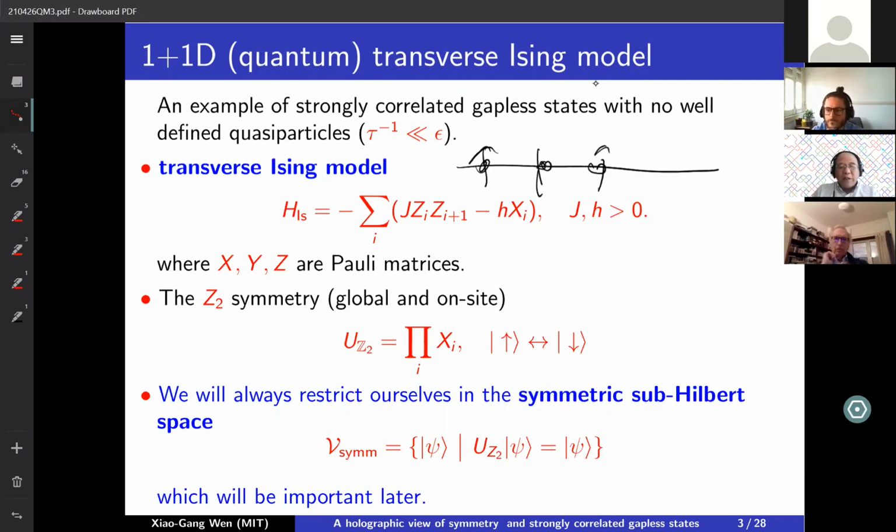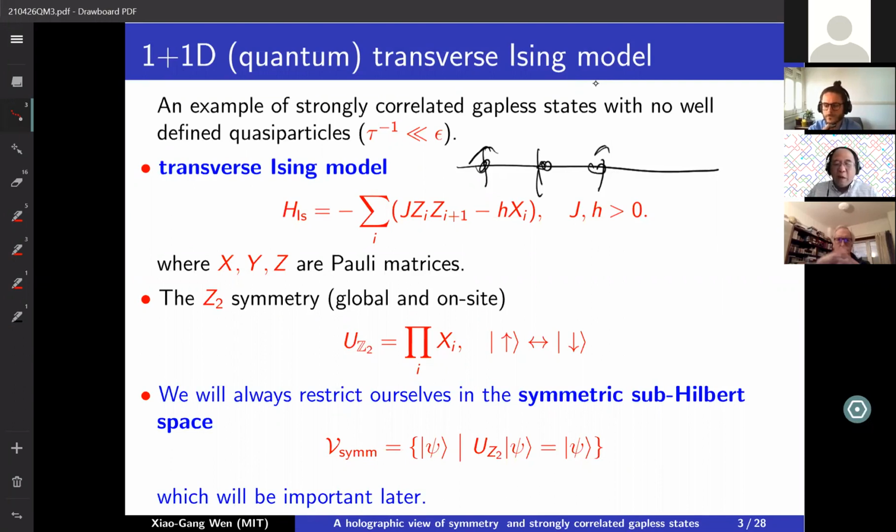And there is also a Z2 global symmetry, which also emphasizes on-site symmetry, meaning that the symmetry action is on each spin on each side. And then the tensor product of those symmetry actions gives us a total symmetry action, which is just a spin flip. Okay. And in this talk, we'll restrict ourselves to a symmetric sub-Hilbert space under this transformation. And we'll see why this is important later.